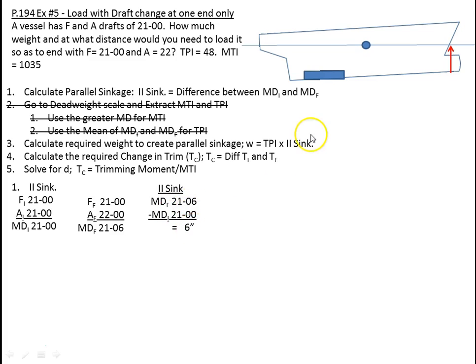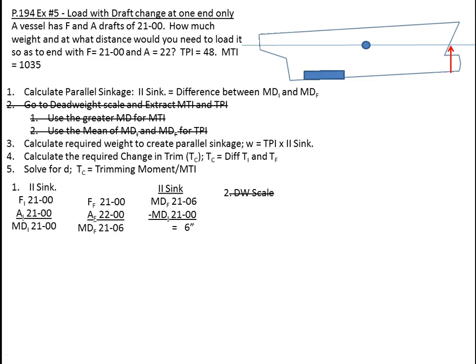We have to add enough weight to this vessel to sink it 6 inches. Once we've sunk it 6 inches, then we'll slide the weight back. By doing that, we're going to increase the forward draft by 6 inches. But wait a minute. If we increase it by 6 inches, we're no longer at 21. If we load the weight back aft, we can change the trim by 6 inches. All right. And that will get us back to 21 feet.